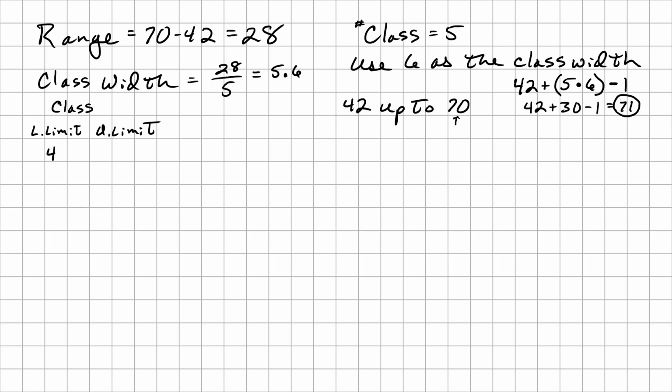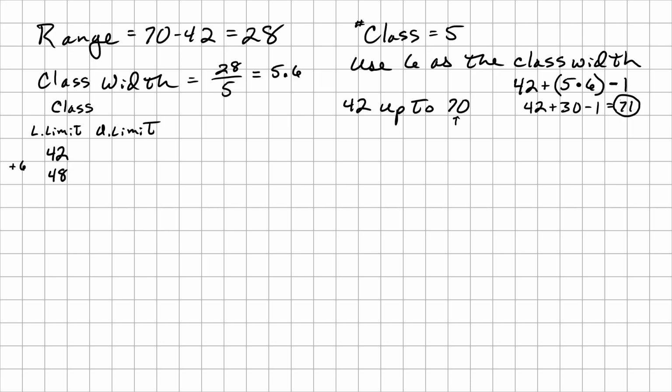The lower limit of your first class is always your minimum value. Then what you're going to do is add the class width to that, which in this case is 6, to get the lower limit of the next class, which in this case is going to be 48. Now there's two schools of thought on this.